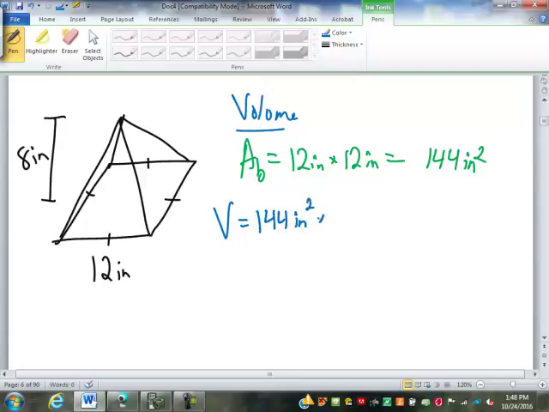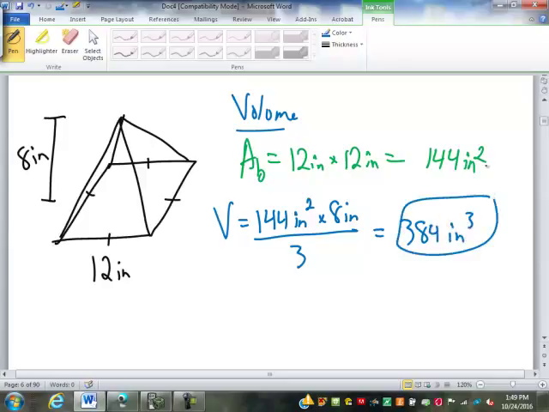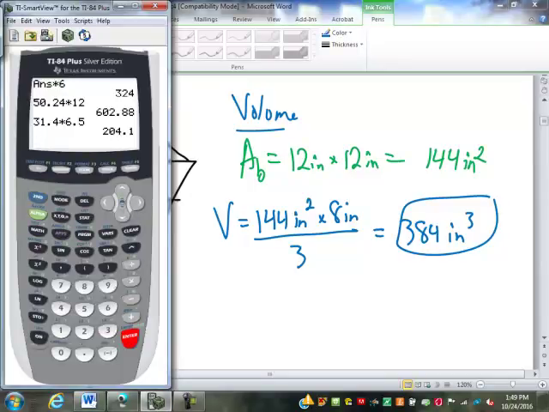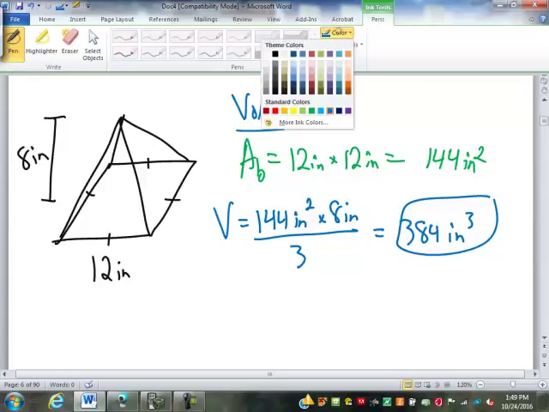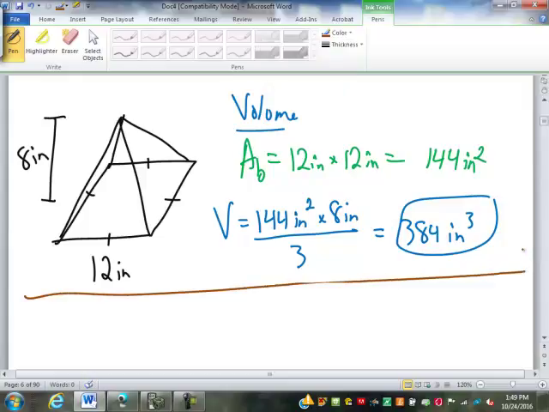Which leads us to find the volume by doing what? 144 inches squared times 8 inches. What do I got to remember to do? Divide by 3. Does that give me 384 inches cubed? The square is square inches, but you're not squaring the number. So it's just 144 times 8 divided by 3. 384.